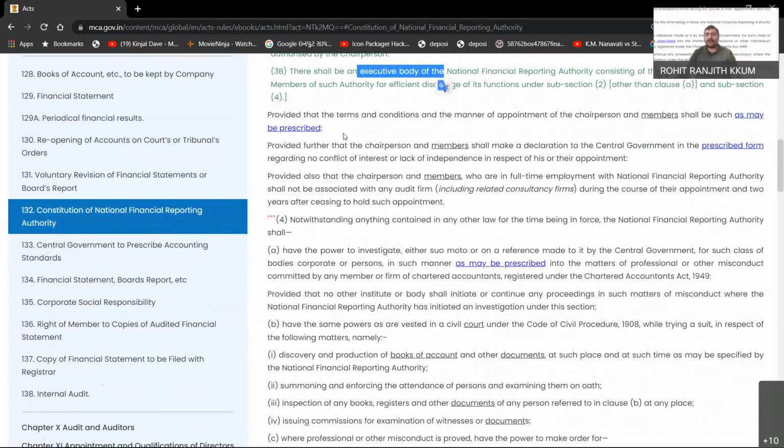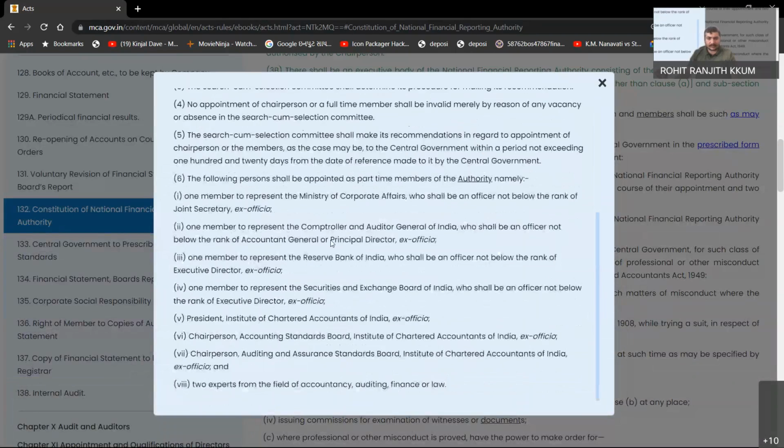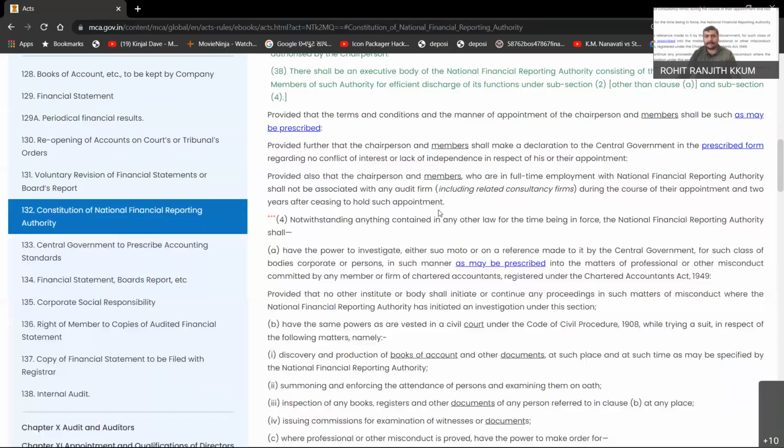All right. Quickly I will read here. Provided that the terms, conditions and manner of appointment of the chairperson and the member shall be in such a way as it is prescribed. So guys, if you click on this, it says about the qualification. Look at the rules. The same rules are there. Already we have done, so I don't want to repeat it. Qualification. Provided further that the chairperson and the member shall make a declaration.